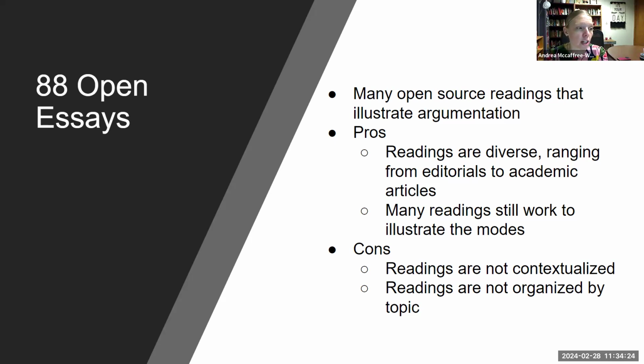One thing I really like about this reader is that the readings are diverse. They have editorials, they have academic articles, and many of the readings still work to illustrate the modes. One of our better comparison contrast readings that we have in our 101 book currently came from these 88 Open Essays. But again, the readings are not contextualized. They're not going to have pre and post reading questions. You get the title, a tiny bit of publication and licensing information, and then it's straight into the text. Some of the formatting is a tiny bit funky at times too, depending on which version you're using. This does exist as a Google Doc, as a PressBook, and as a LibreText. But I think it can be a good starting point along with the Lumen reader if you're trying to piece together your own reader. I think both of these have quite a bit of content that make for good starting points.